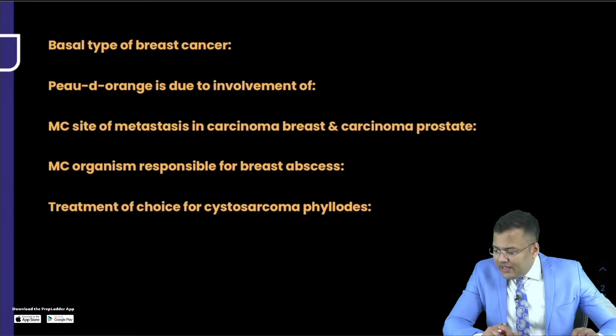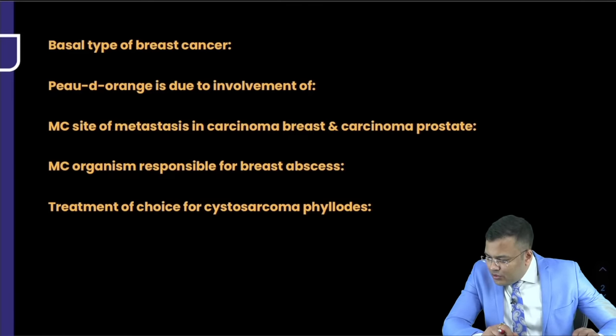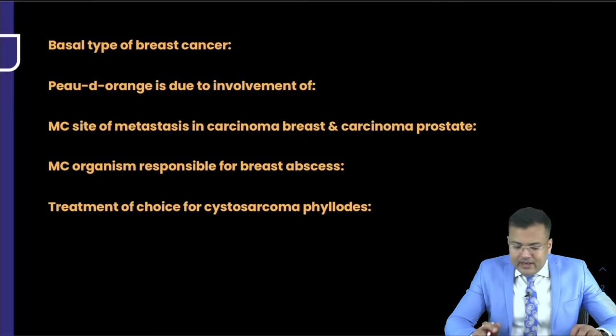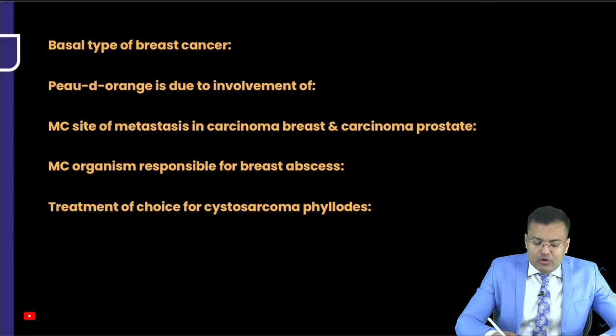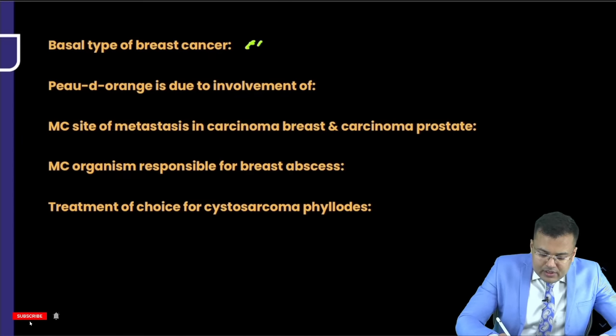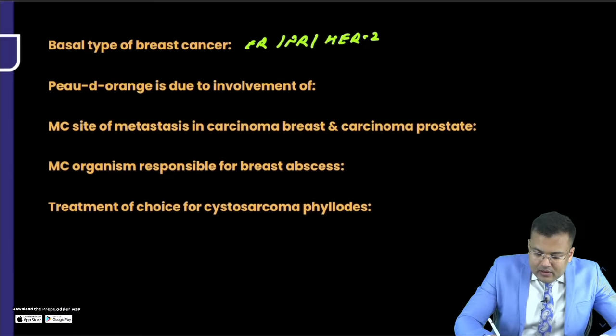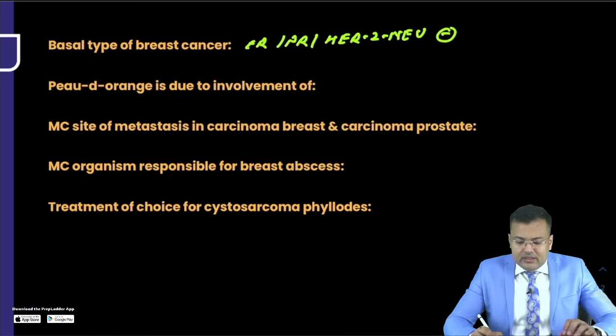Yes, Sam, all negative. Very good. Nukila Sushmita, first person to reply correctly. ER, PR, HER2-neu, all three are negative. Here, ER is estrogen receptor, PR is progesterone receptor, as well as HER2-neu. Estrogen receptor, progesterone receptor, HER2-neu, all these three are negative.